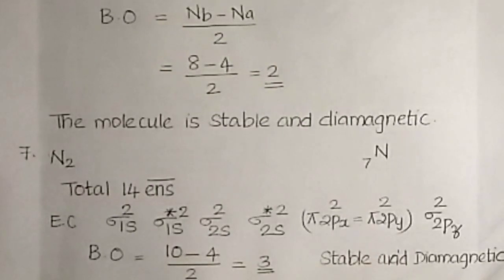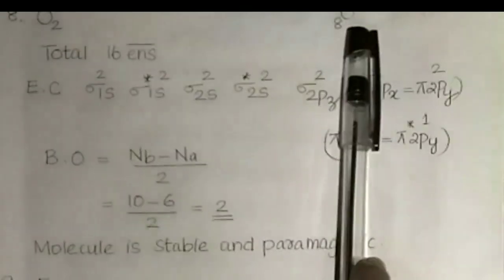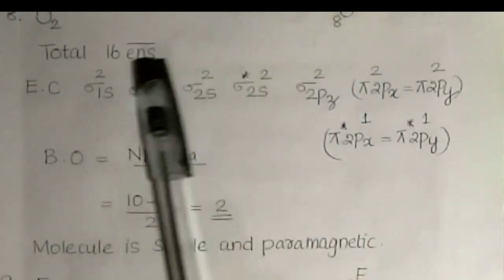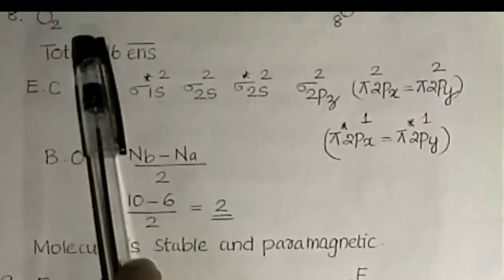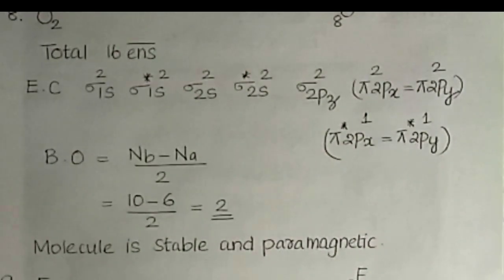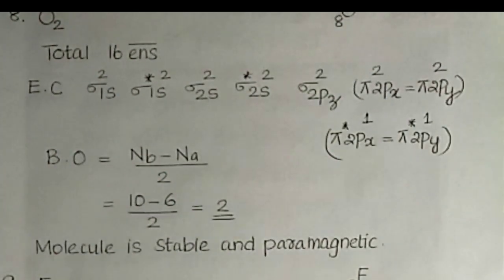So it is diamagnetic in nature. Next one, oxygen molecule. Oxygen atomic number 8. Total 16 electrons are present in the oxygen molecule because 8 plus 8, two oxygen atoms are there. Electronic configuration: in the case of oxygen and fluorine, a small exception is there.